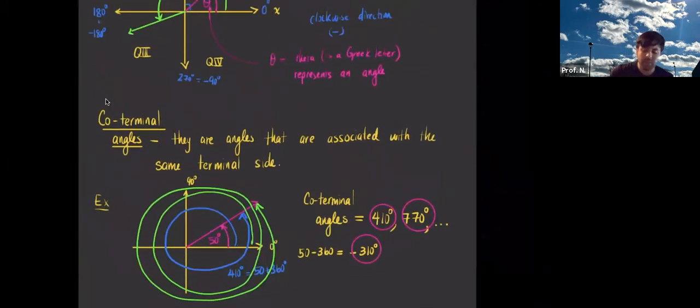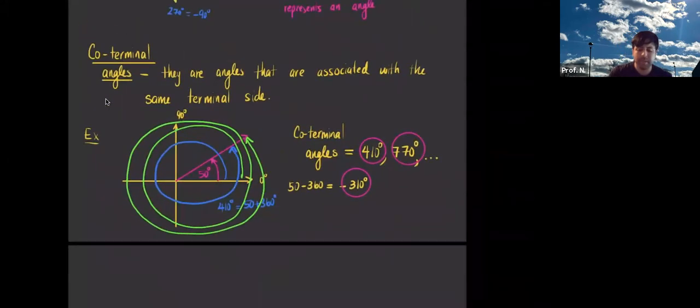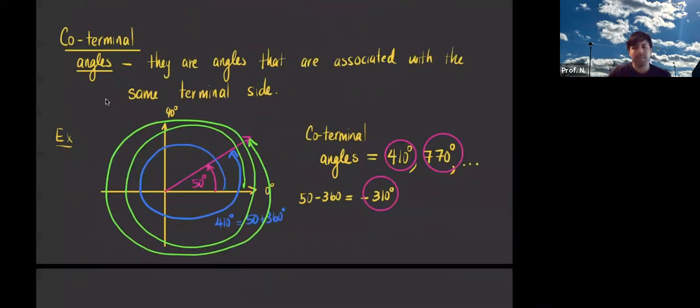Any questions about coterminal angles? Again, you literally just add 360 several times, or more than once, or you subtract 360 more than once to get the next coterminal angle.